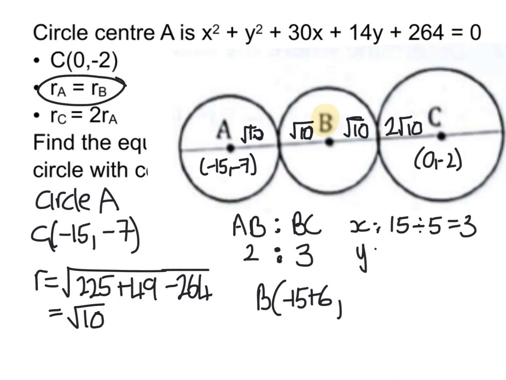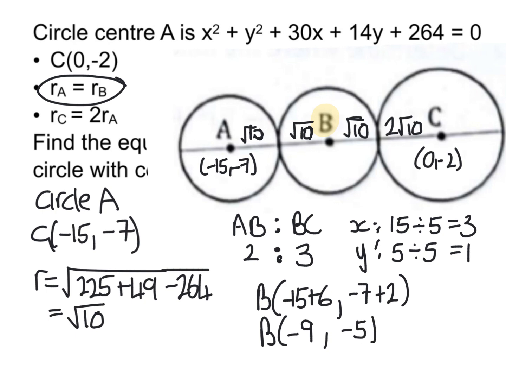Let's look at the y parts. The y coordinates are a jump from minus 7 to minus 2, which is a gap of 5. If I divide that by 5, each part or step would be 1. From A to B has to be 2 parts, so I have to add on 2 ones. Going from minus 7 up to minus 2, I do minus 7 add on 2. So my reckoning is coordinate B is minus 15 plus 6, so minus 9. Minus 7 plus 2 is minus 5.